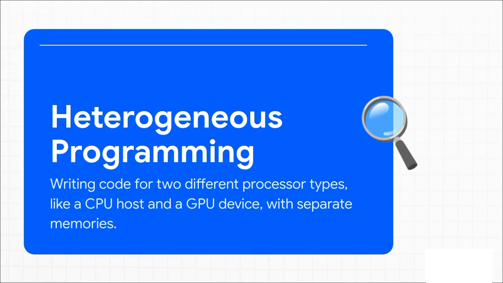Now let's talk about GPUs for a second, because they are everywhere today, especially with AI and big science problems. Programming for a GPU is what we call heterogeneous programming. You're not just writing code for one computer anymore. You're basically conducting a dance between 2 totally different processors. You've got the main CPU, which we call the host, and the GPU, which we call the device. And the really critical thing is they have completely separate memory.